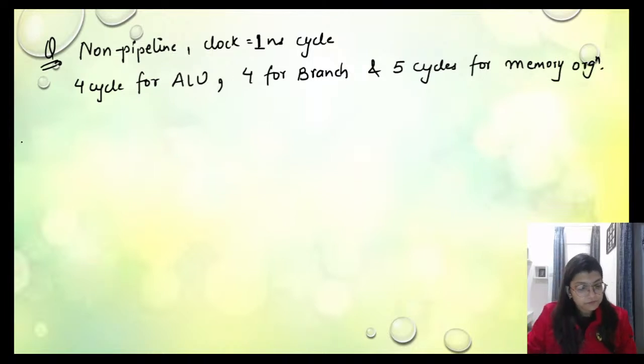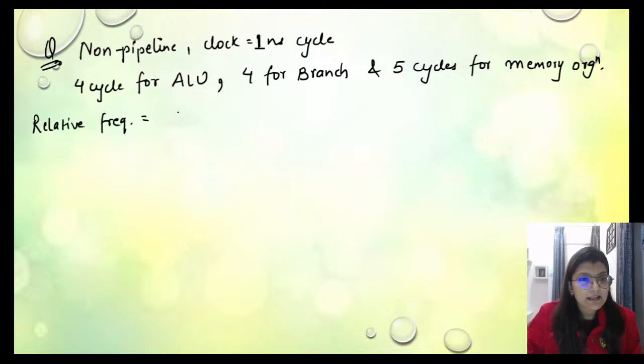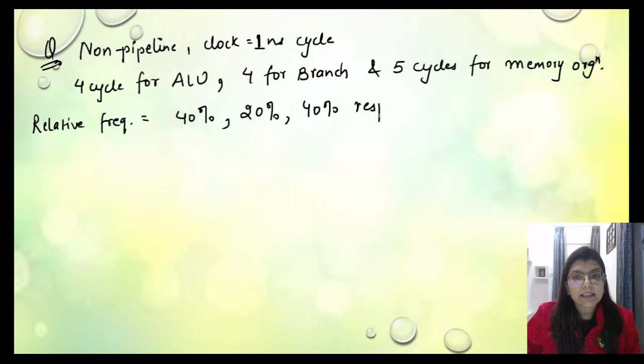Frequencies are also given. The relative frequencies mentioned are 40%, 20%, 40% respectively. So in the case of non-pipeline, you are using 4 cycles for ALU, the arithmetic logical unit, and the relative frequency for ALU is 40%.